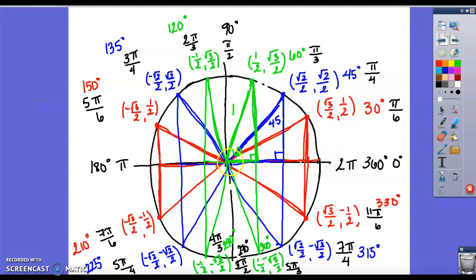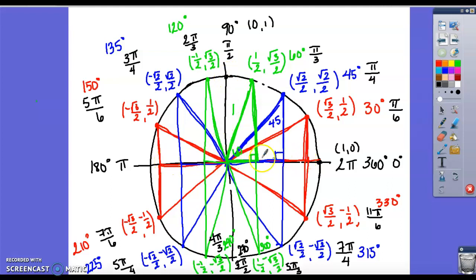Okay, so let's start with a 0-degree angle. A 0-degree angle would have both the initial side and the terminal side on the x-axis. It would intercept that unit circle at this point right here, the point 1, 0. This 90-degree angle right here, the terminal side would intersect the unit circle at 0, 1, right? So the initial side would be here on the x-axis, the terminal side would come up here and intersect the unit circle at 0, 1.